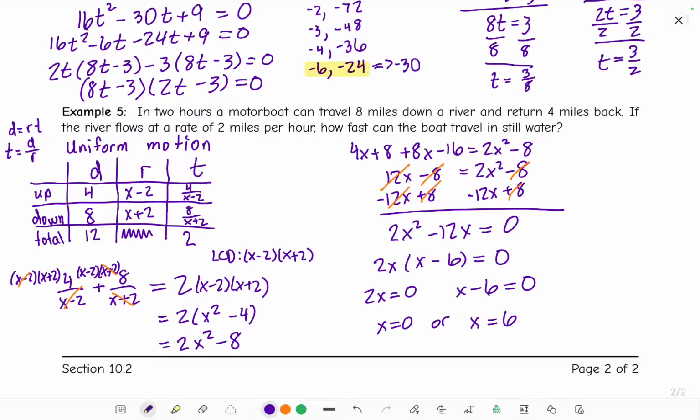Now, since x is representing the speed of the boat in still water, x equals 0 doesn't make sense, so we get that this boat can go 6 miles per hour. And that's it for section 10.2.